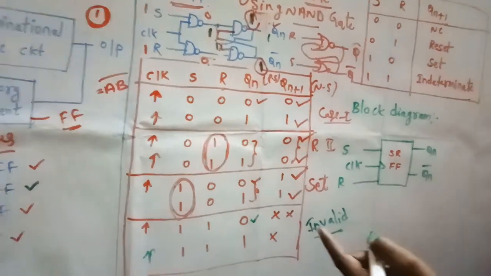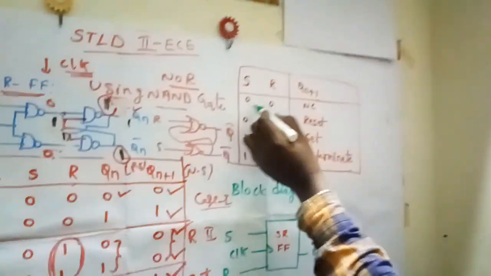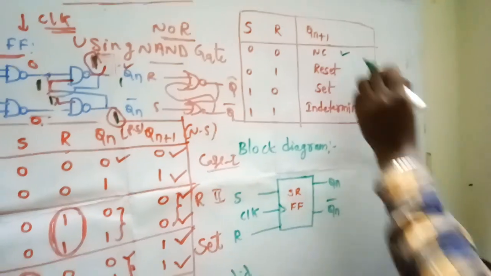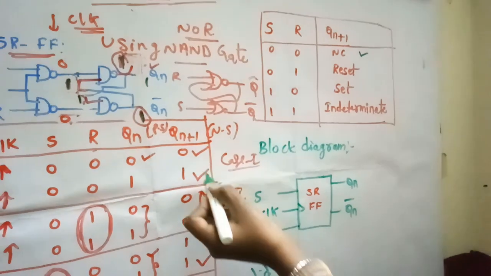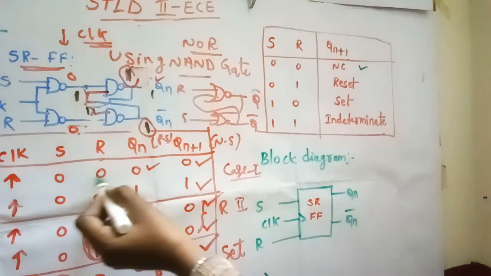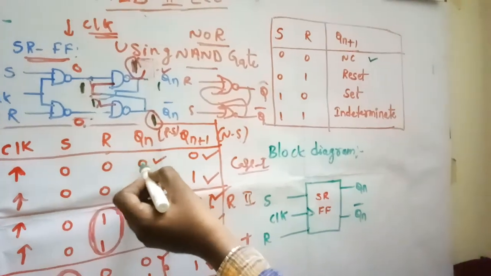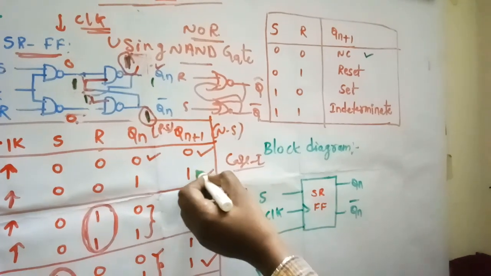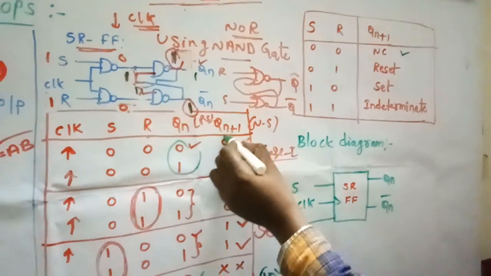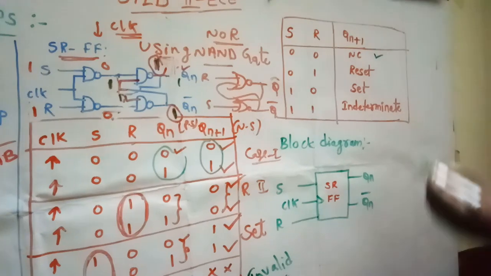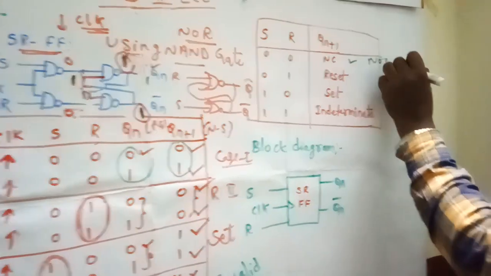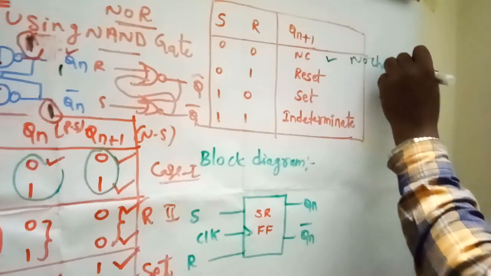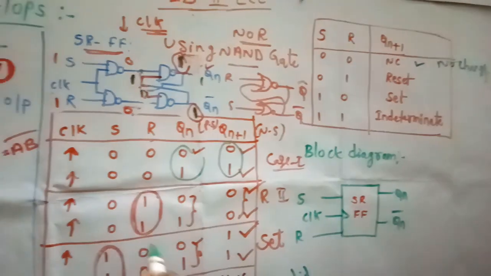Before going to discuss JK, let us see the short truth table for SR flip-flop. SR 0 0 case is nothing but no change state. NC is no change state. See here, when we apply 0 0, the prime state may be 0 or 1, we are getting the same value. Whatever the prime state, we are getting the same output. That's why that is the no change state. State is not changing.